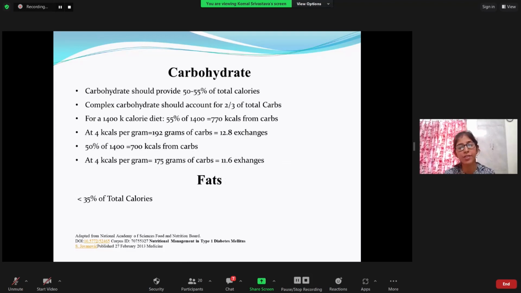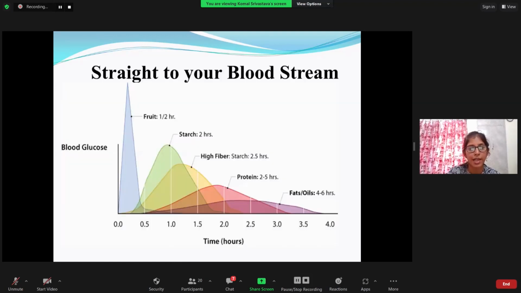Now, this carbohydrate is actually the carbohydrate from the cereals, the millets, the fruits, the pulses, dal and dal products, and even the milk. And we cut down further, that is 50% of the total calories. The exchanges is around 11.6 with 175 grams of carbohydrates. And fat should not be more than 35% of the total calories.